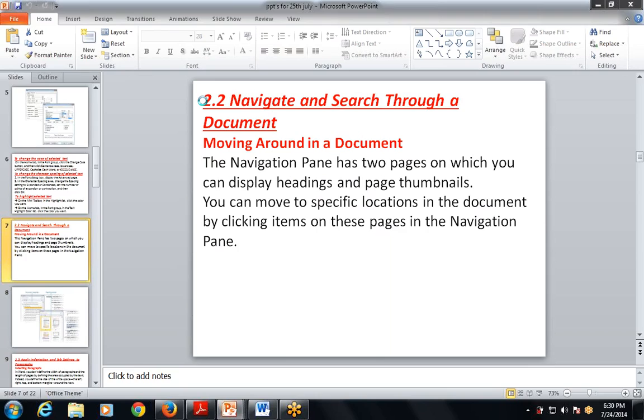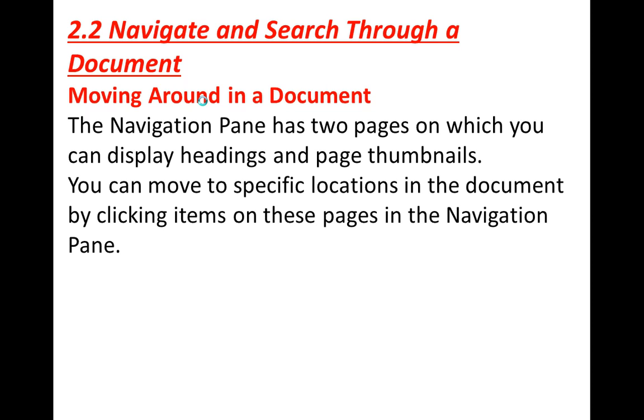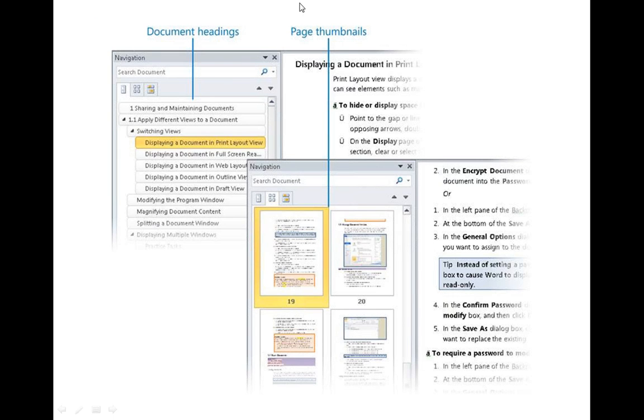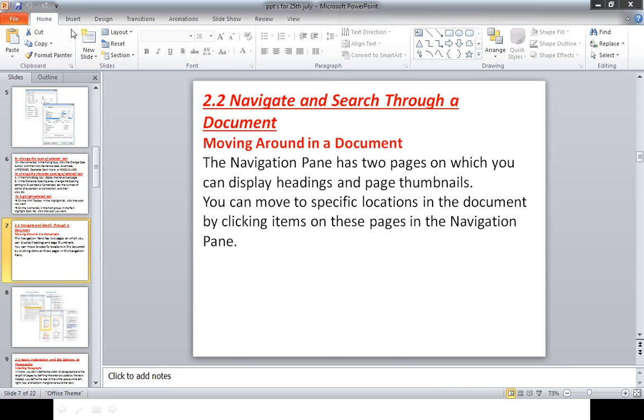The next topic is how to navigate and search through a document, that is, how to navigate around a document. The navigation pane has two pages on which you can display headings and page thumbnails. You can move to specific locations in the document by clicking items on these pages in the navigation pane. This is the page thumbnail. Just simply click on the navigation pane. Let's see an example.